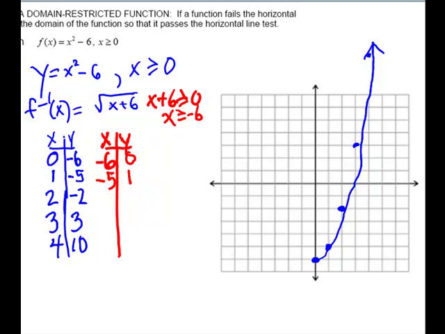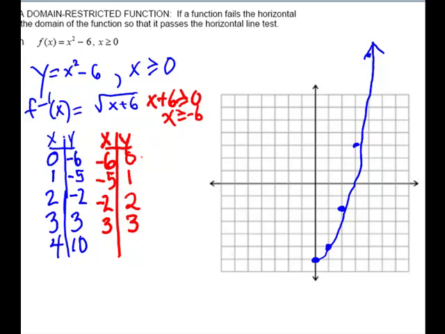If I put a -4, it's going to give me square root of 2, not so nice. Let's do a -2. -2 plus 6 gives me 4. Square root of 4 is 2. If I put a 3 in here, 3 plus 6 is 9. Square root of 9 is 3.